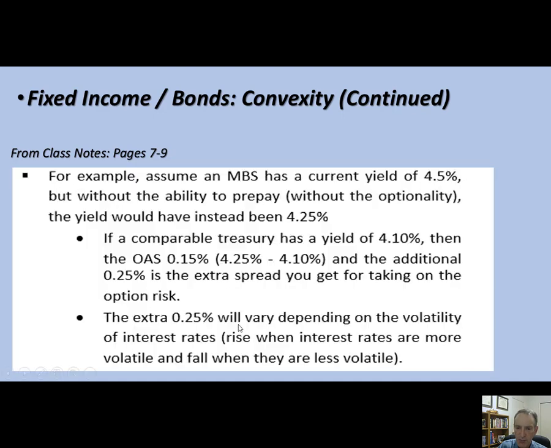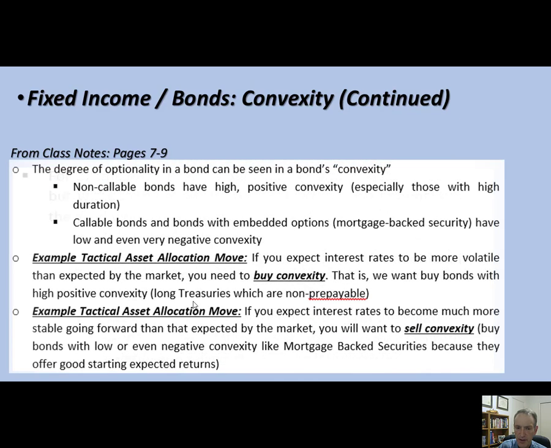So the market is going to price its expectations. If the market expects interest rates to become more stable, it's going to reduce this option premium. If they expect rates to become more volatile, they'll increase that option premium.